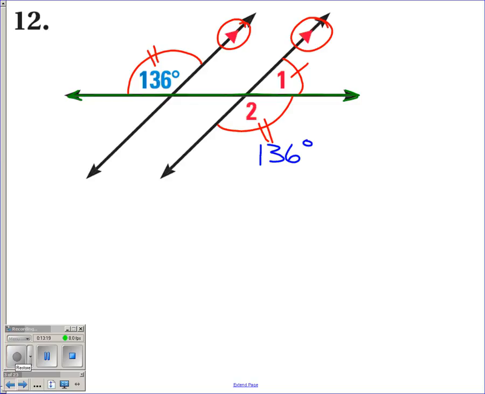Well, now that we know this angle, angle 1 and angle 2 form a linear pair. A linear pair is a pair of angles that form a line. They're both supplementary and adjacent. So if I subtract 136 from 180, this is going to give me this angle up here, and 180 minus 136 is 44 degrees, and that's the measure of angle 1. So the measure of angle 1 is 44 degrees. The measure of angle 2 is 136 degrees. And so we actually solved for angle 2 first, and then we solved for 1.